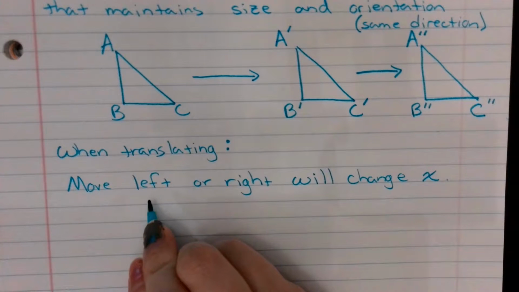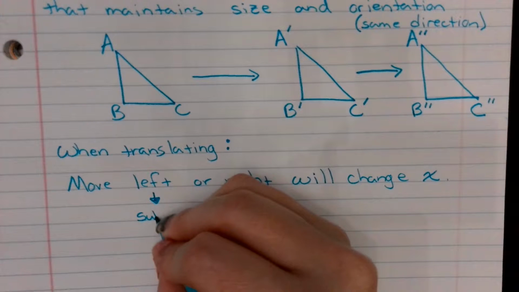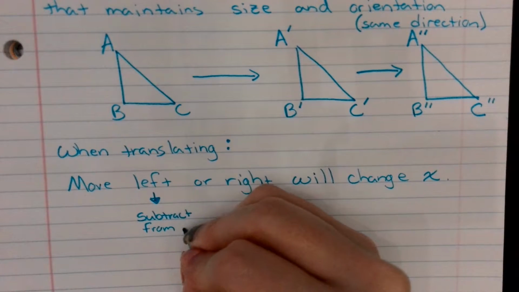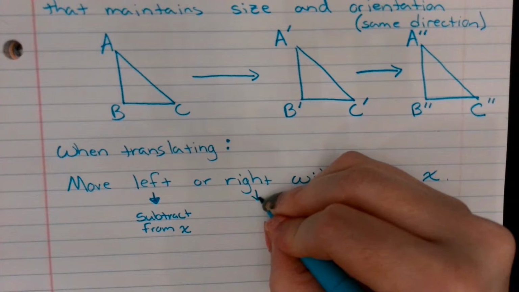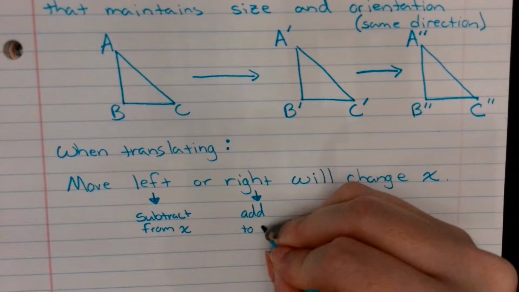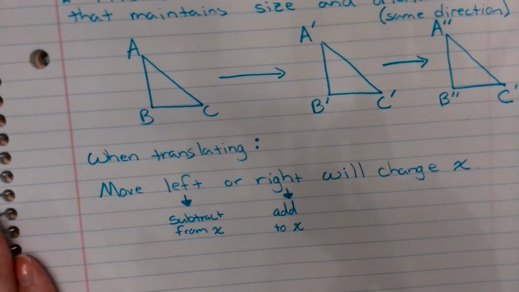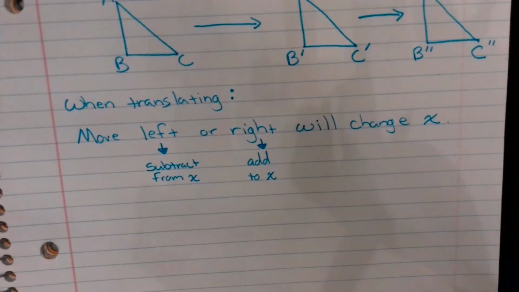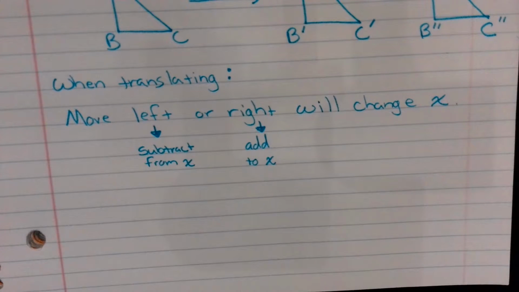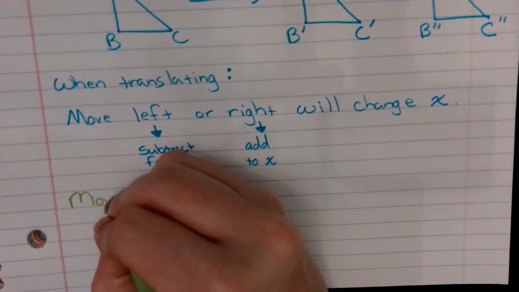Okay, when you move left, that means you're going to be subtracting from X. And if you move right, you're going to add to your X. So subtraction is going to have you move left, and addition to the X is going to have you move right.